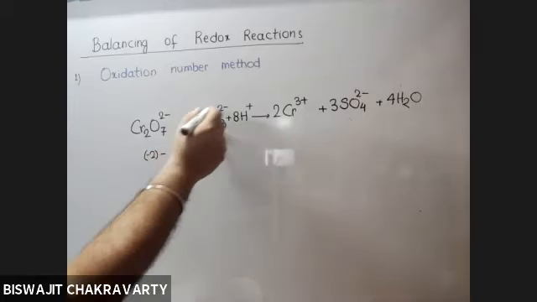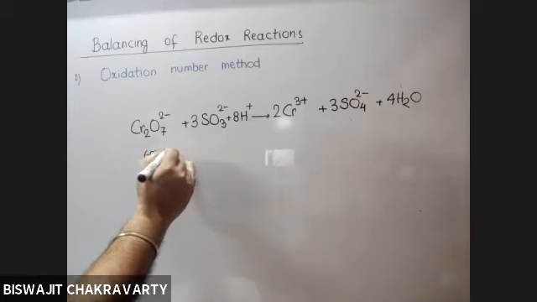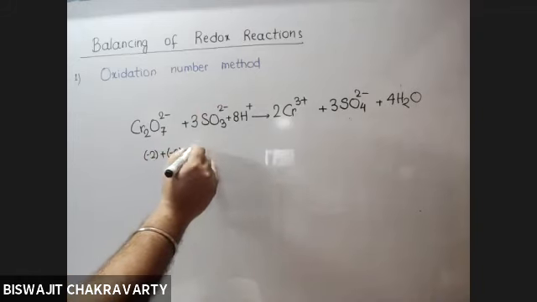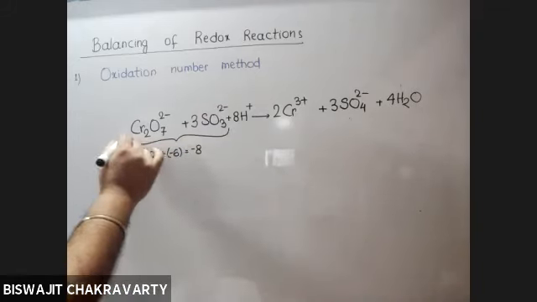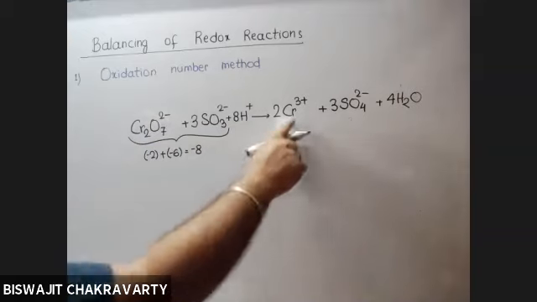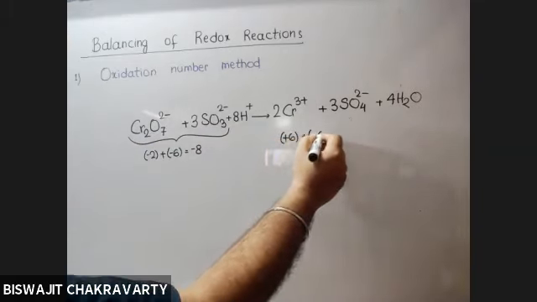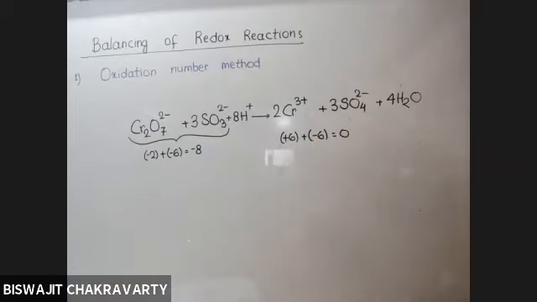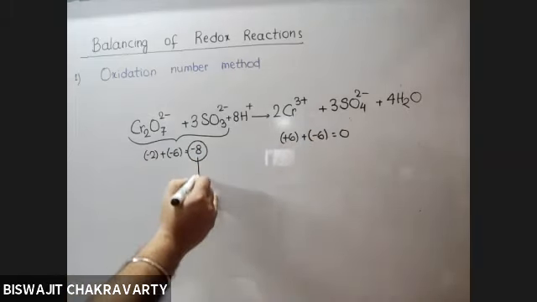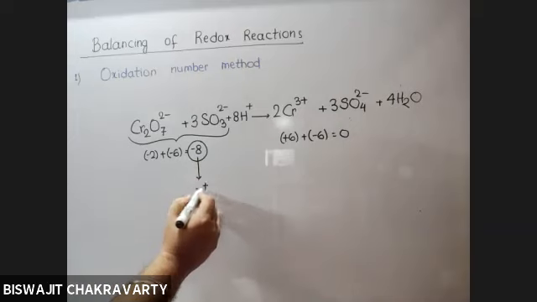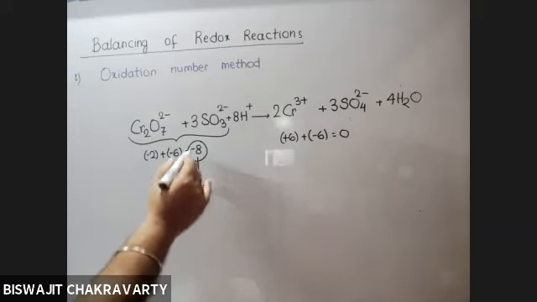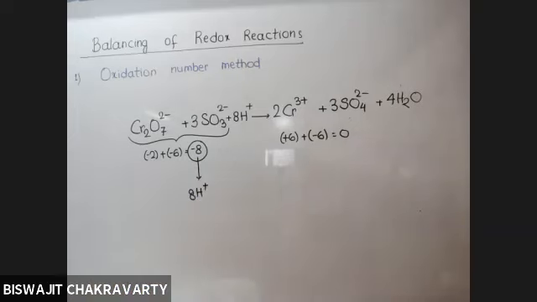-2, -6, was -8, na? Yes, sir. And what is the total charge? +6, 0, -6, 0. So I have to add 8 H plus to it so that +8 -8 makes it 0, isn't it? Yes, sir. That is why we have added 8 H plus.